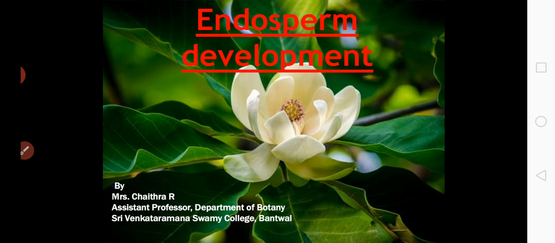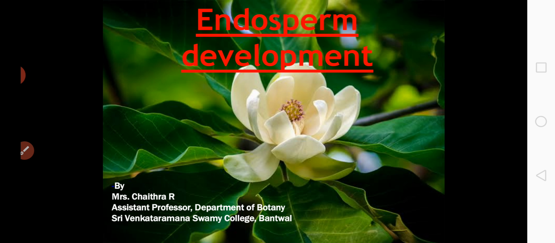During germination, this pollen grain produces the pollen tube, and the pollen tube enters into the style region and finally reaches the embryo sac. This pollen tube carries two male gametes. After reaching the embryo sac, the male gametes are discharged within the embryo sac.